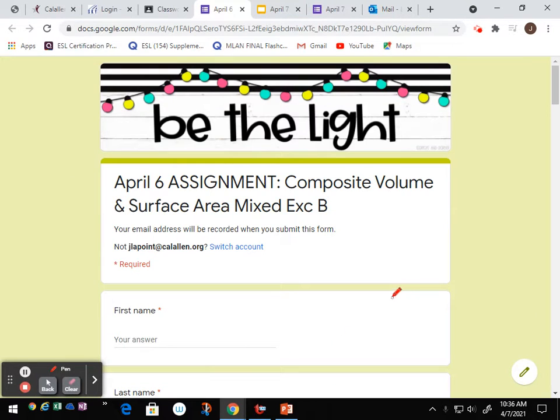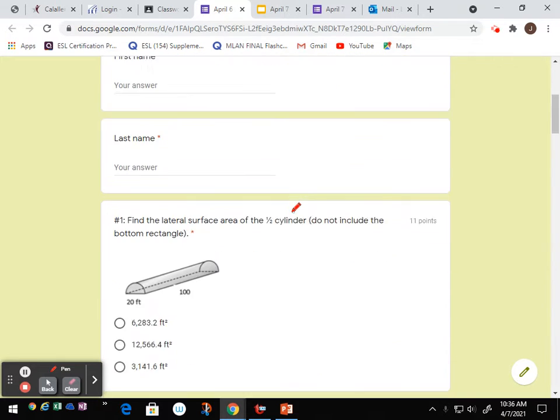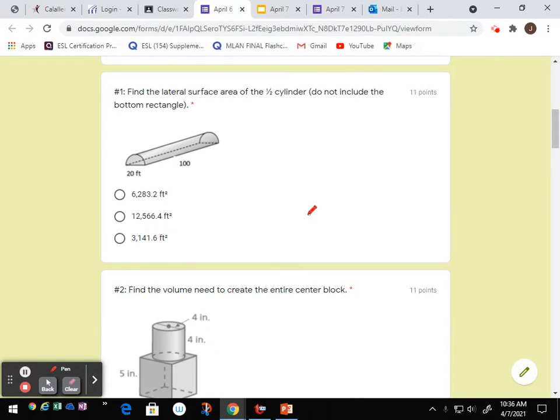This video is going to be going over the April 6th assignment over composite volume and surface area mixed exercise B. We're going to start off with question number 1. Number 1 says find the lateral surface area of half a cylinder. Do not include the bottom rectangle. Okay. So we just want the lateral surface area of this cylinder.